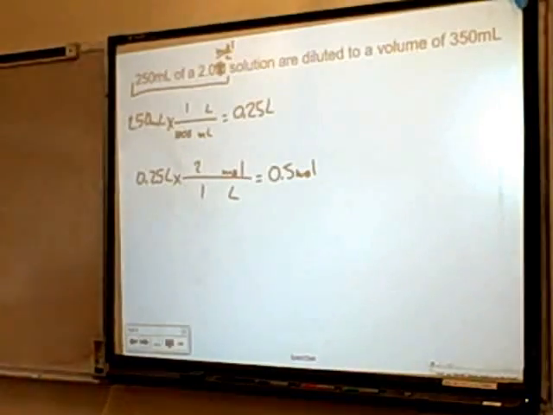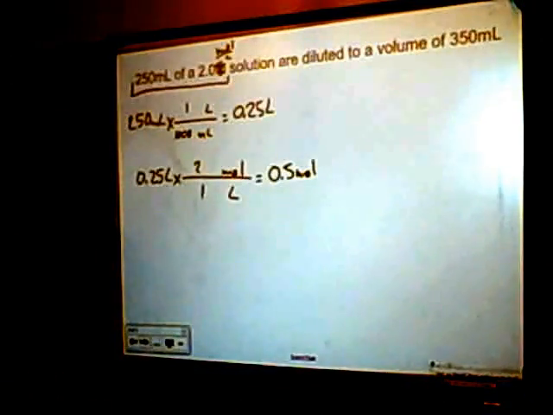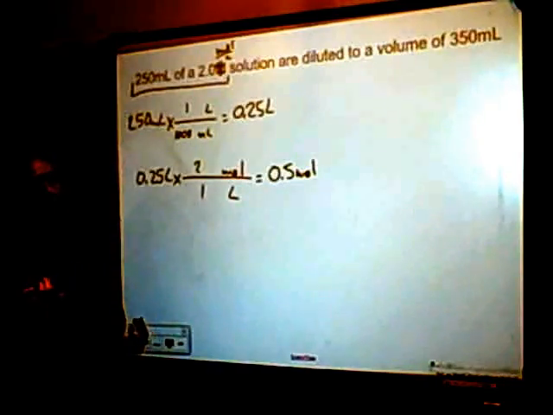And then I add a bunch of water to it and I get my final volume, 350 milliliters. So I'm going to take my moles and divide by the 350 milliliters.